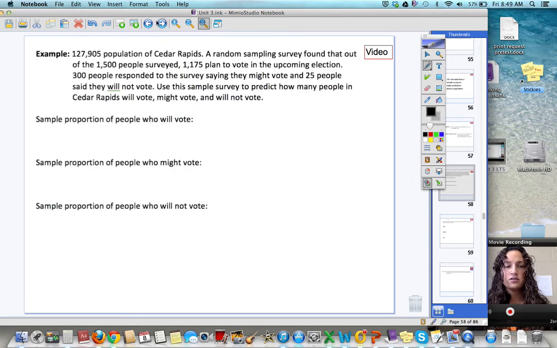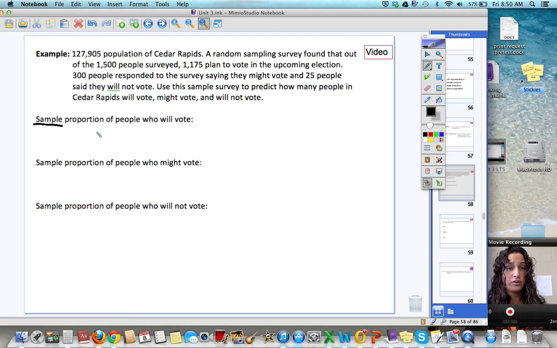All right, so here's an example. So there's this many people in Cedar Rapids, but we're talking about the random sampling from that. So we only are talking about 1,500 people right now. So in our sample, we're only talking about 1,500 people. So this many people said they will vote, this many people said they might vote, and this many people said they will not vote. So now we can make predictions.